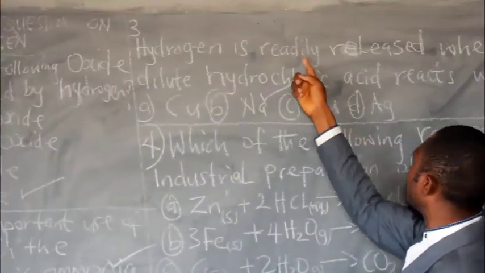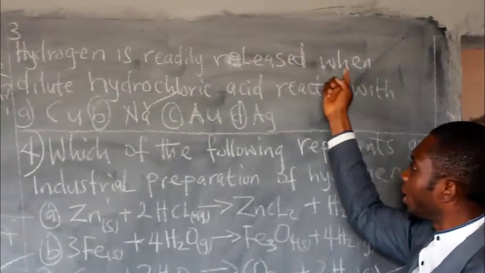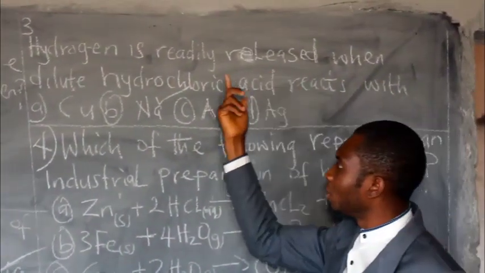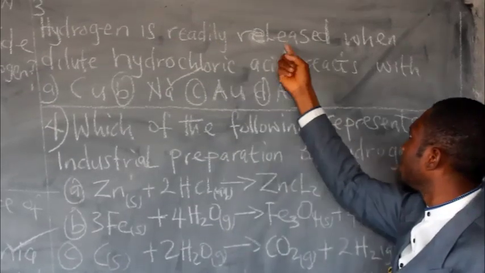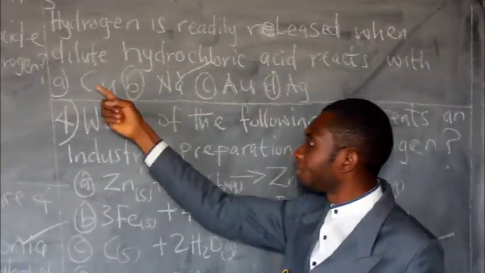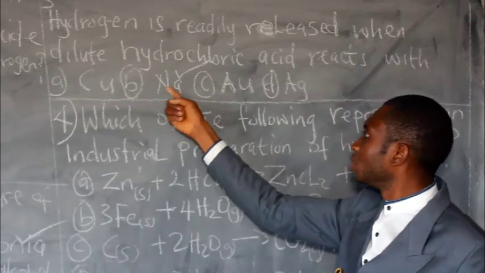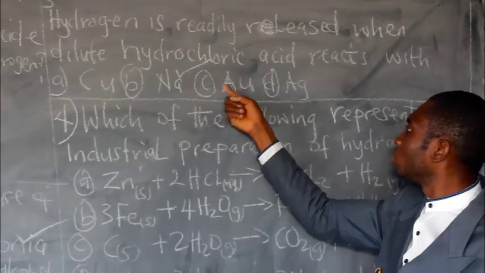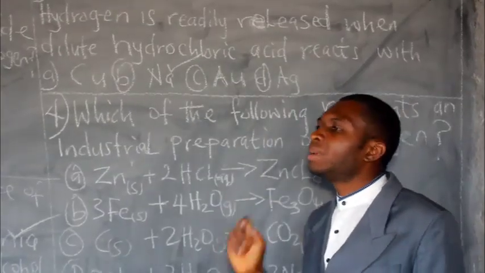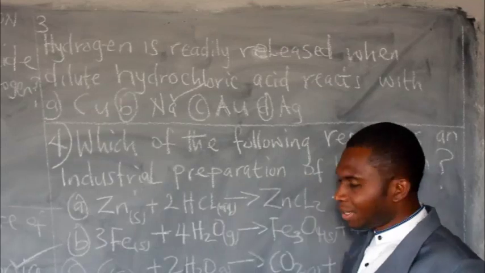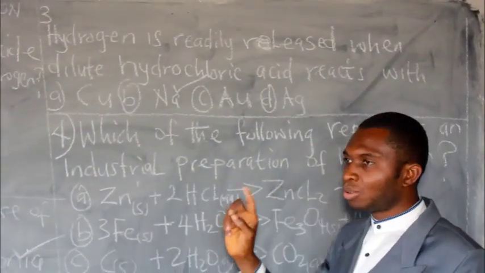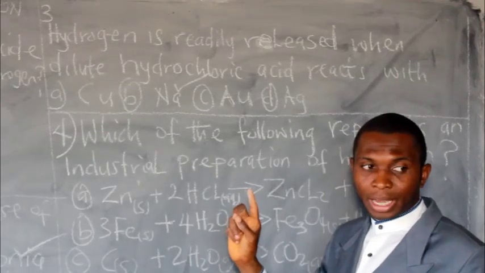Now, the third question: hydrogen is readily released when dilute hydrochloric acid reacts with which of the following? A. Copper, B. Sodium, C. Gold, D. Silver. Take note, I told you that metals above hydrogen in the activity series will displace hydrogen from any acid. Are you hearing me?